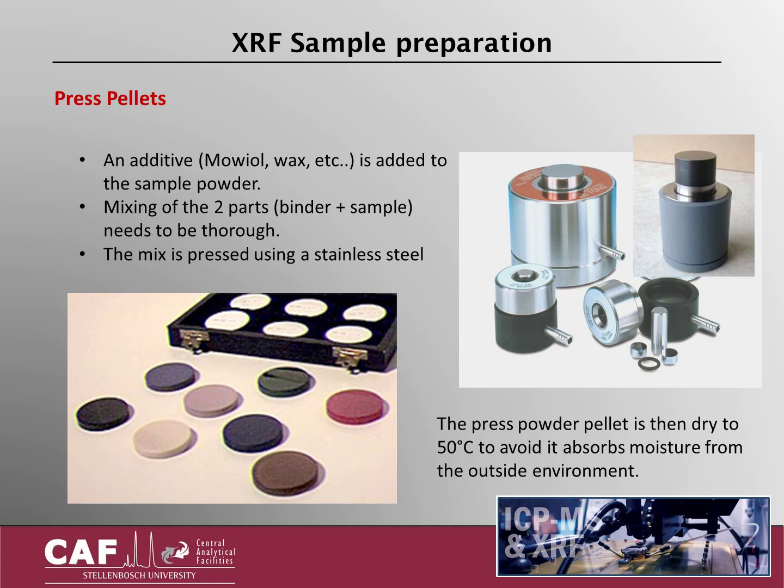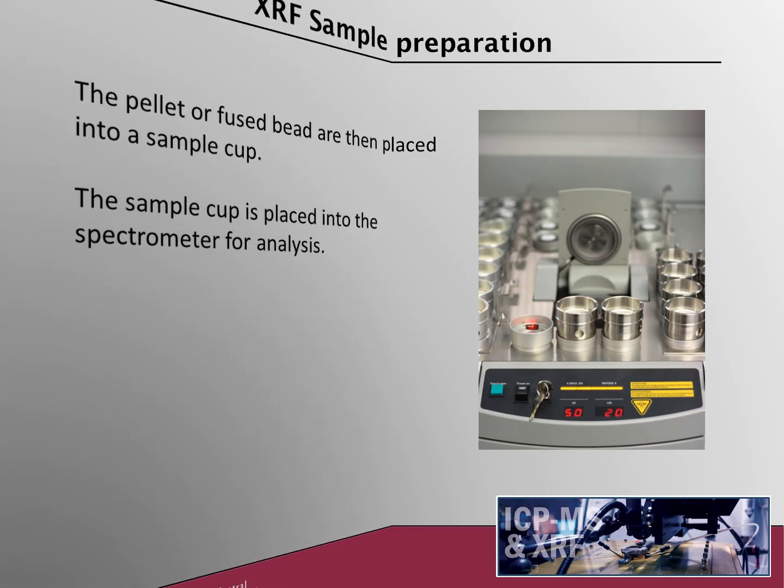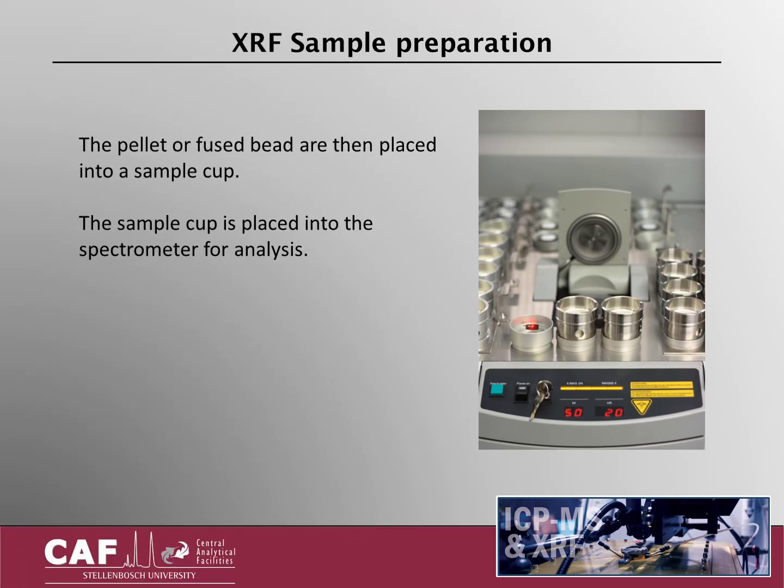The binding agent must be contaminant-free. Binder to sample ratio should be as low as possible, and the sample and binder must be mixed well. Around 5 to 8 grams of sample is required to form a sufficient pellet. The mixture is pressed into a pellet by using a stainless steel press. The pressed powder pellets are dried at 50 degrees Celsius to avoid any absorption of moisture until they are ready for analysis.